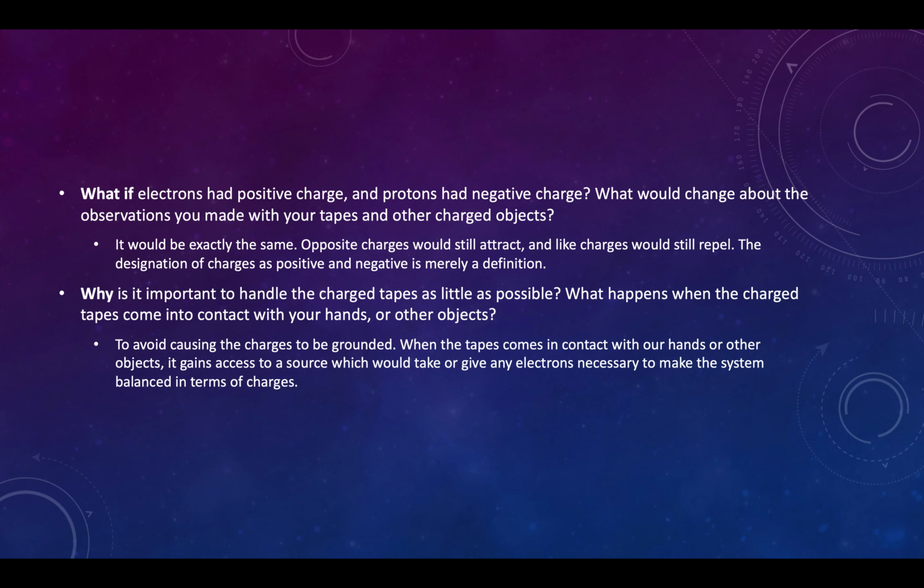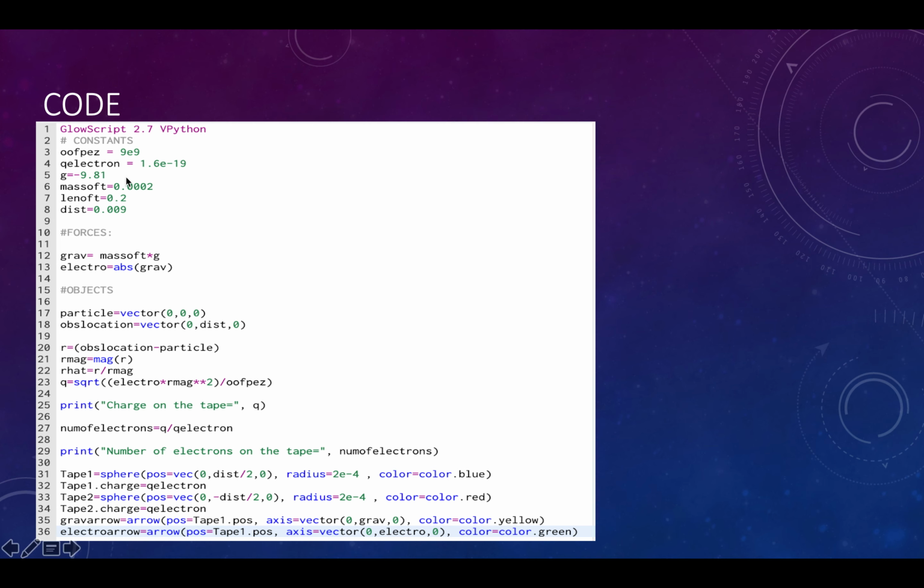Here's my code for the experiment. These are the main two forces defined here. These are the constants I've used, and the main two forces, as you can see, the electrostatic force is just the absolute value of the gravitational force. It's because there are two forces of equal magnitude acting in opposite directions. The r is the vector from the particle to the observation location, and here's the formula which I derived a couple of slides ago. And here's the formula for the number of electrons, which I explained on the previous slide.